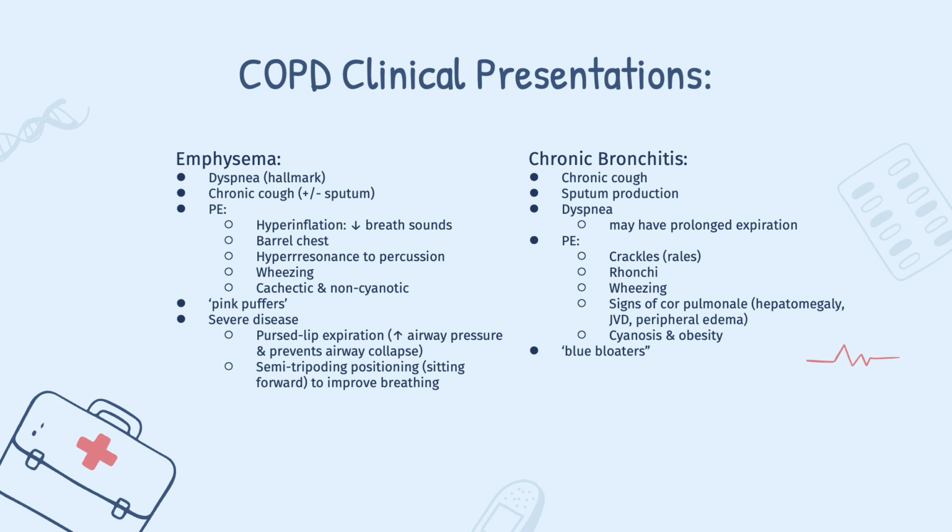They will also be tripoding, sitting and leaning forward, which helps improve their breathing. Our chronic bronchitis patients will also have a chronic cough, with always increased sputum production, and they will also be short of breath. They may have a prolonged expiration. On physical exam, we'll hear crackles, rhonchi, and wheezing. There may be signs of cor pulmonale: hepatomegaly, JVD, and peripheral edema. There'll be signs of cyanosis and potentially obesity, and those are our blue bloaters.